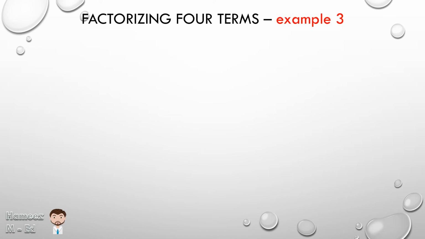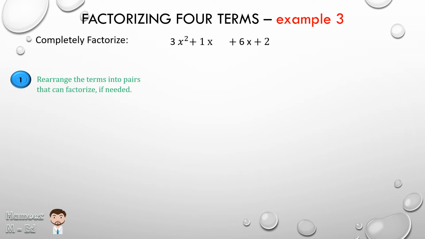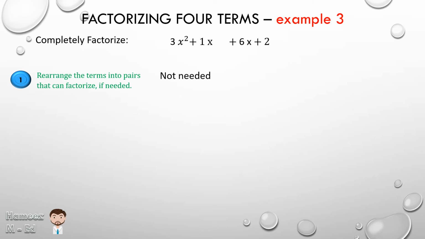We will now do a final example of factorizing 4 terms. So let's look at the question. 3x squared plus 1x plus 6x plus 2. And as we look at the first pair of terms, we can factorize those. So there's no reason to rearrange. So we move to step 2. We take one pair at a time and factorize it.